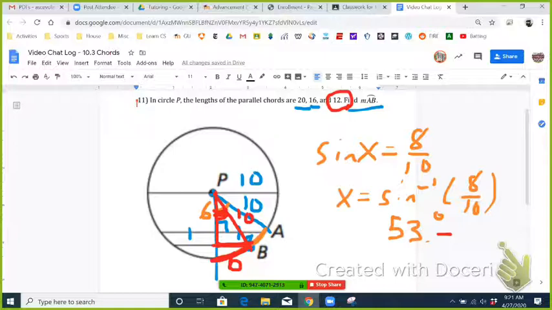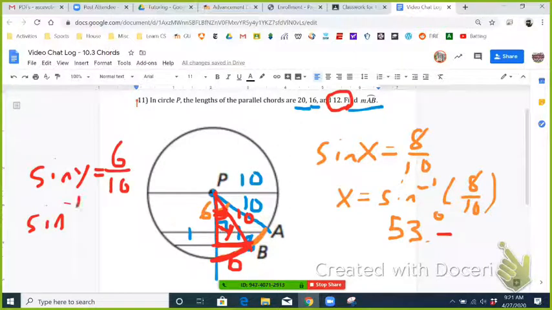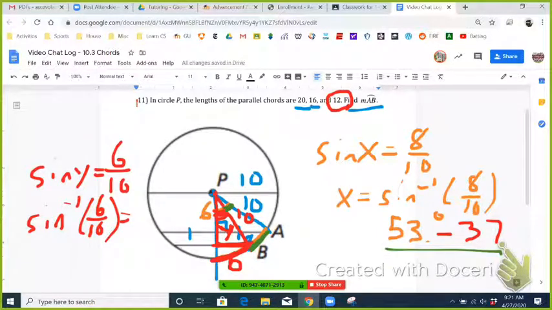So if we call this angle Y here, the sine of Y is equal to opposite over hypotenuse. So if I do the sine inverse of 6 over 10, I should get 37 degrees. Let's double check that. Okay, so that angle comes out to be 37 degrees when I round it. So to figure out what this arc is, it's going to be the measure of this angle, which is the difference of these two angles, and that comes out to be around 16 degrees. So that would be the measure of arc AB in degrees, 16 degrees.